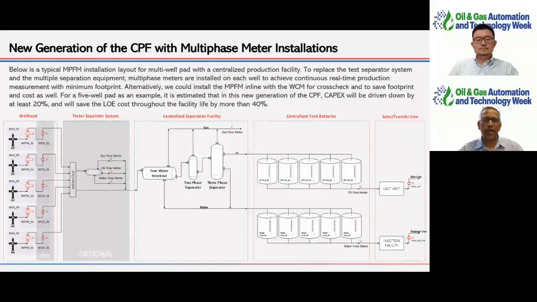So one, you're replacing the test separator with equipment that does not require separation, right? You're getting continuous real-time production rates. You can even have them with a water cut meter in series if you want to cross-check on the water cut also. So all in all, great savings in capex and opex. A rough estimate was that through the operating life, the cost could come down by more than 40% over the life of the lease, actually.